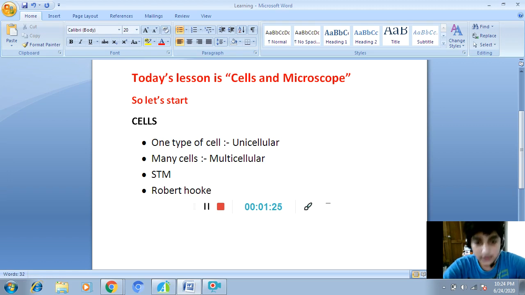That is about 300 years ago when this scientist made a microscope and observed some parts in the cork, and then he named them cells. So now we will move on to the microscope.